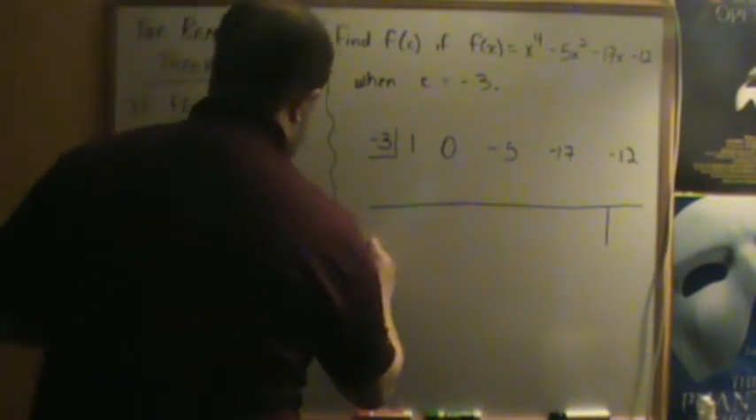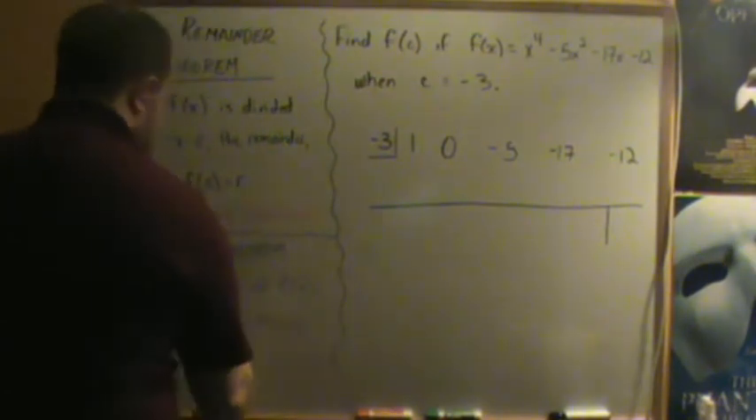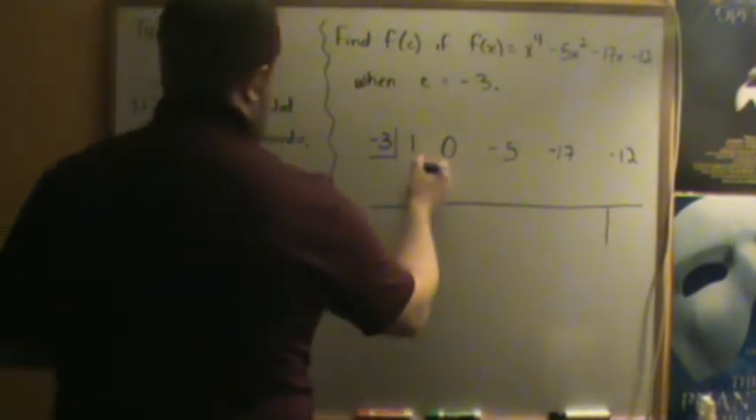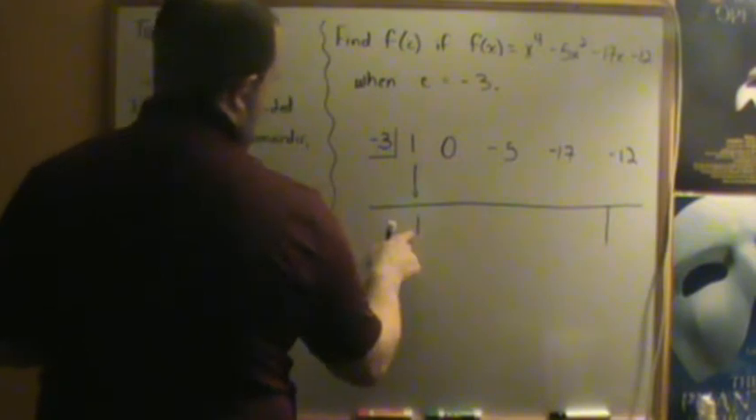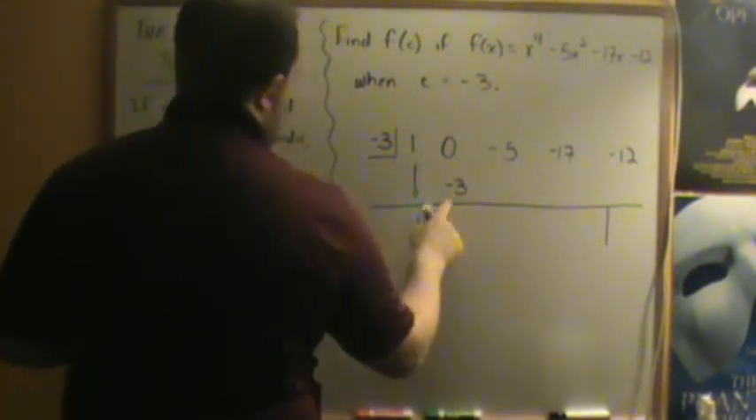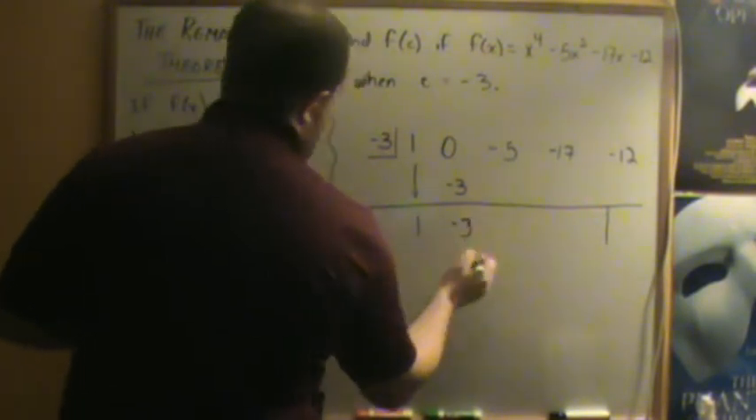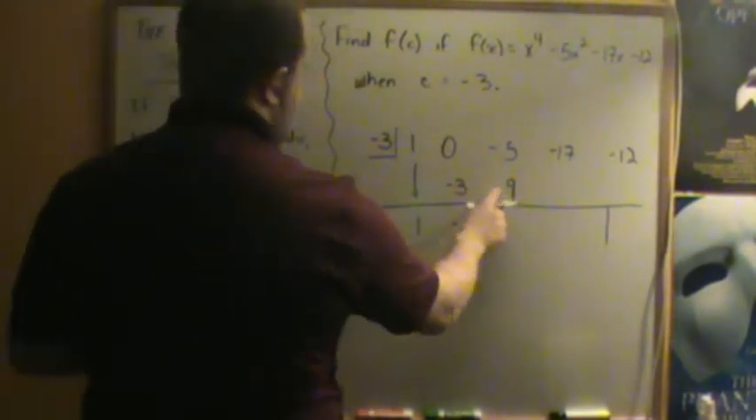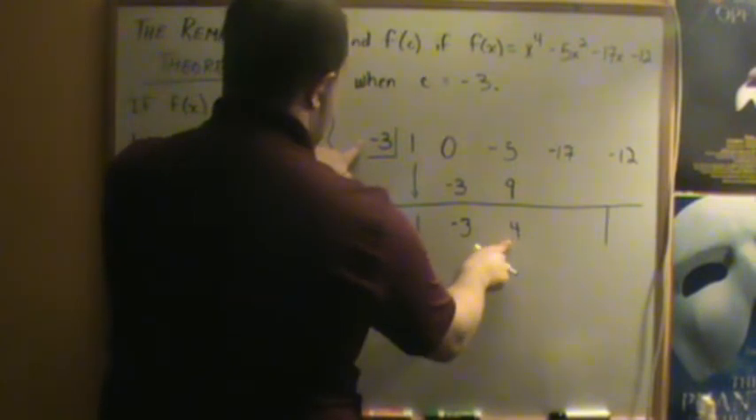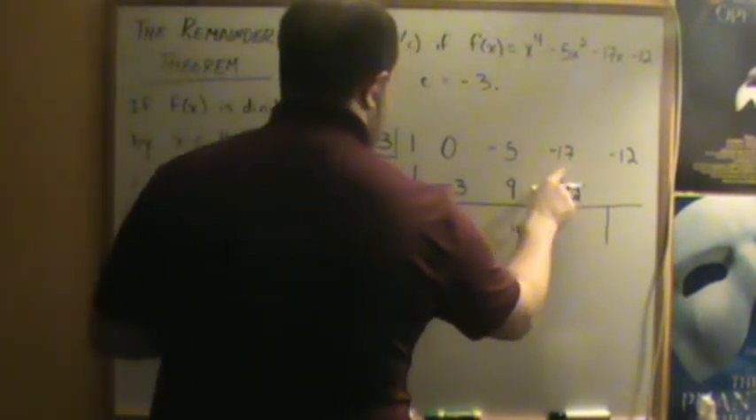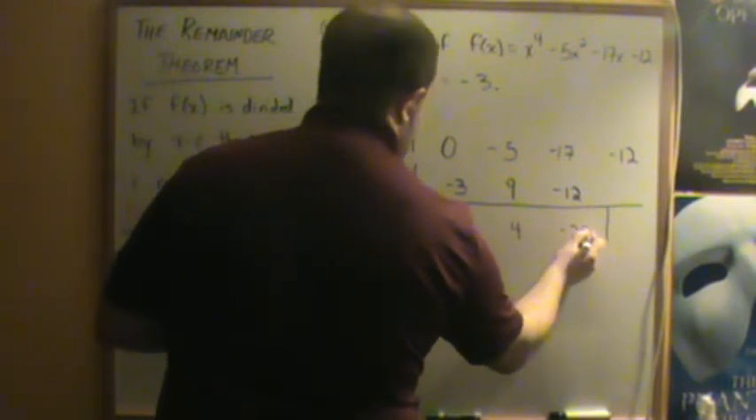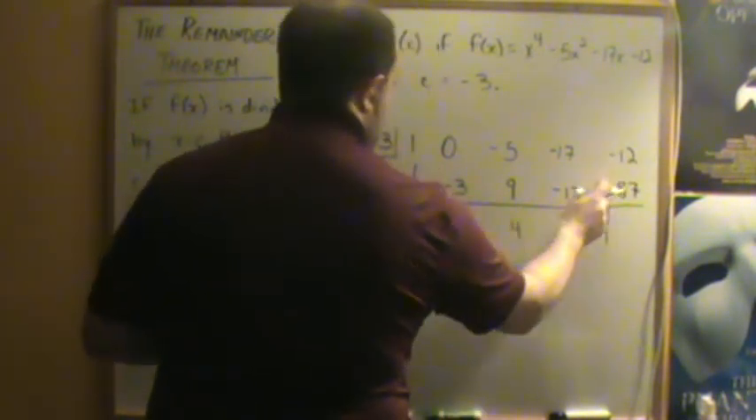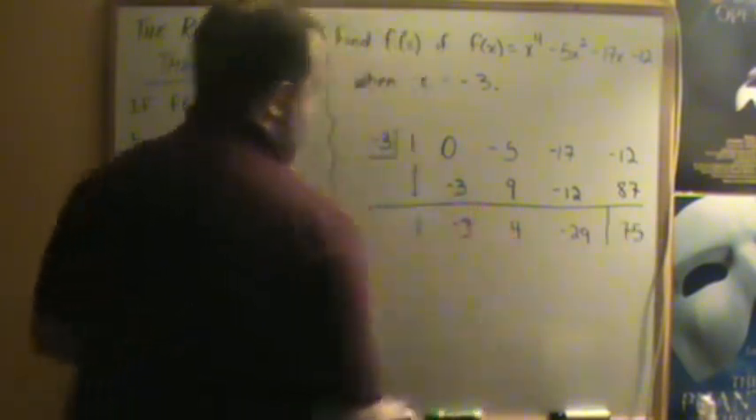Let me test my blue pen. It's still being a little odd. So we perform synthetic division like you normally would. Drop the 1 down for 1. 1 times negative 3 is negative 3. 0 plus negative 3 is negative 3. Negative 3 times negative 3 is positive 9. Negative 5 plus 9 is 4. Negative 3 times 4 is negative 12. Negative 17 plus negative 12 is negative 29. And then negative 3 times negative 29 is a positive 87. Negative 12 plus 87 is 75.